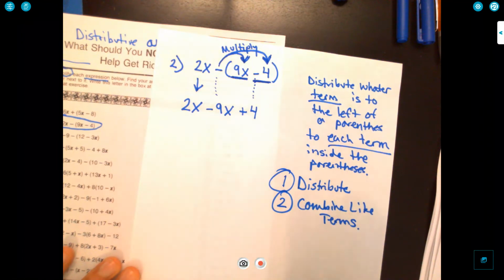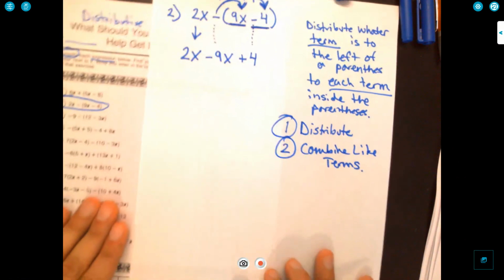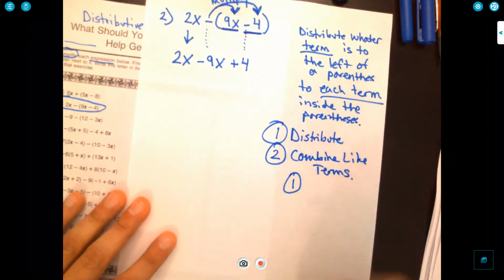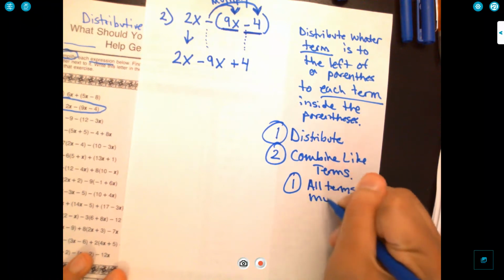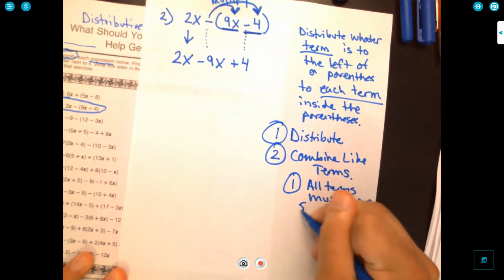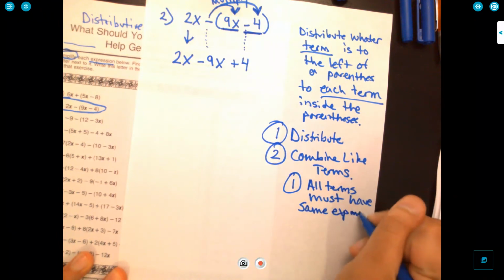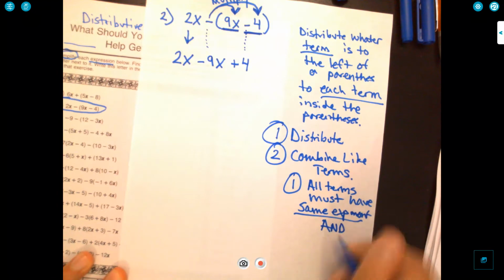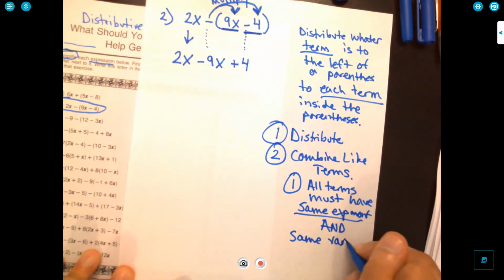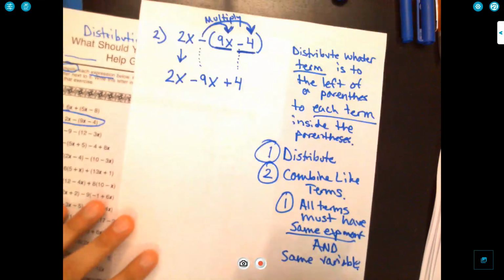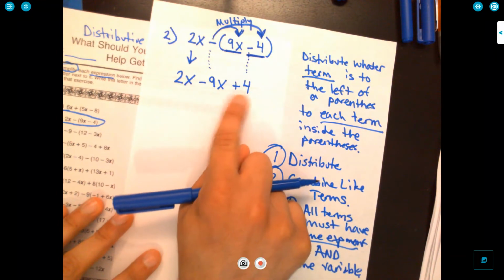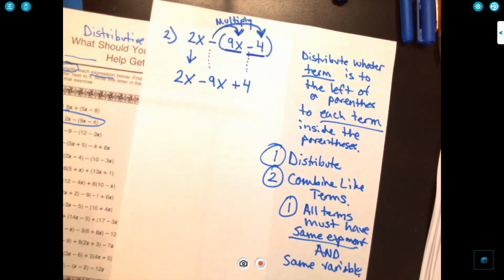All right, so we're left with this. Remember, there are two criteria that have to be met whenever you are combining like terms. The first criteria is that all terms must have the same exponent and the same variable, with the exception of constants. Remember, constants are numbers on their own, separated by positive and negative signs. So that means this 4 is considered a constant, and it can be combined with other numbers that are by themselves in between positive and negative signs.